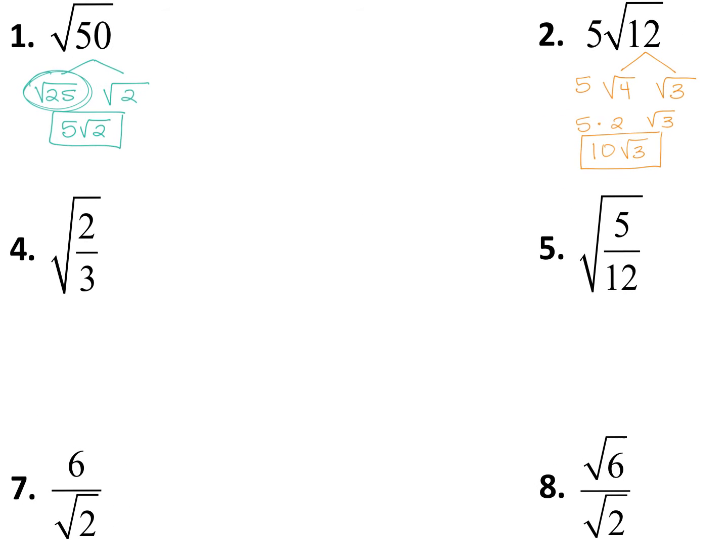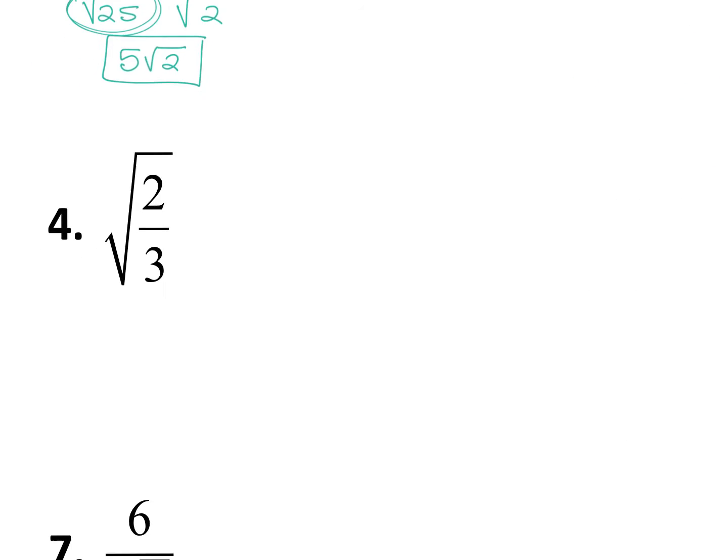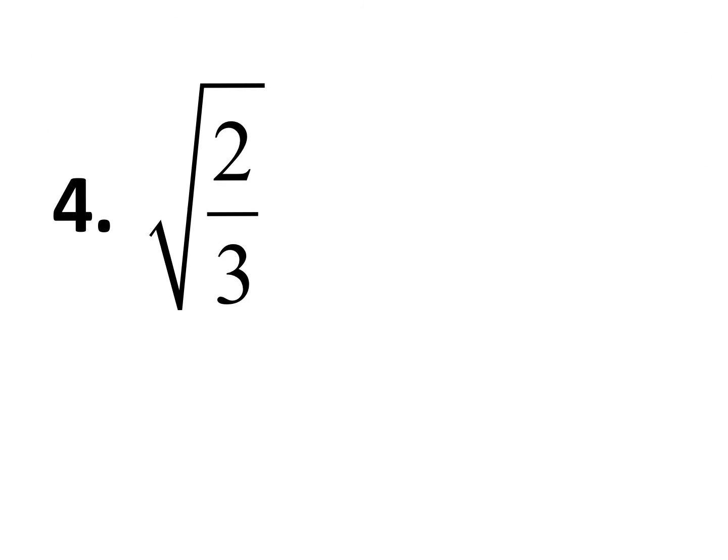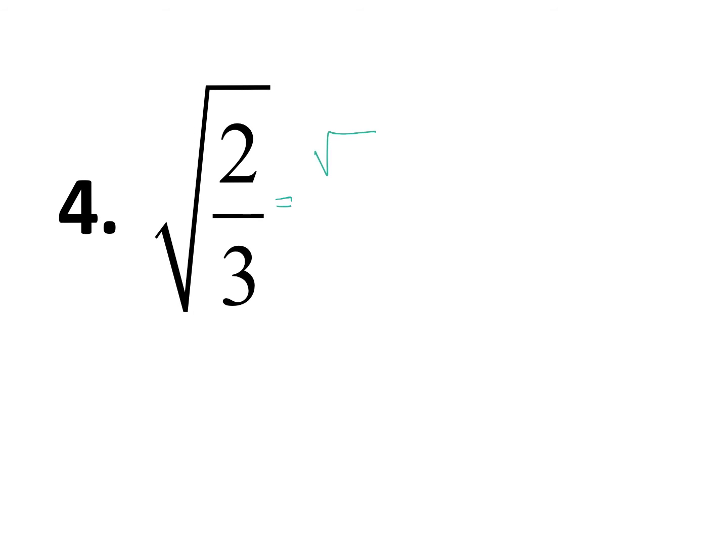Okay, I'm going to do this one with you, and then I'm going to see if you can figure out the next one on your own. Number 4 here. We said you cannot have radicals in the denominator. So essentially right now, you could think of this as the square root of 2 divided by the square root of 3. Anyone remember how you get that radical out of the denominator? Multiply by what? Not the reciprocal.